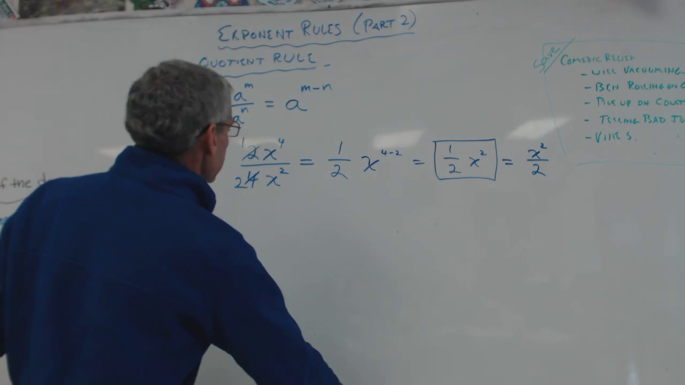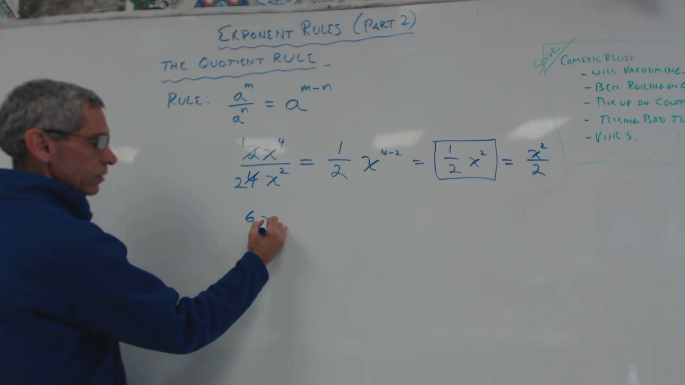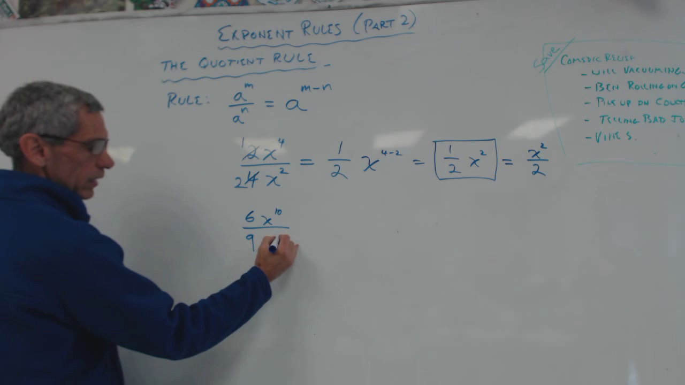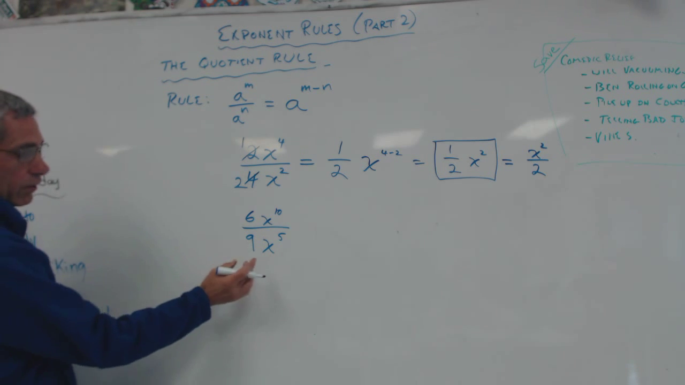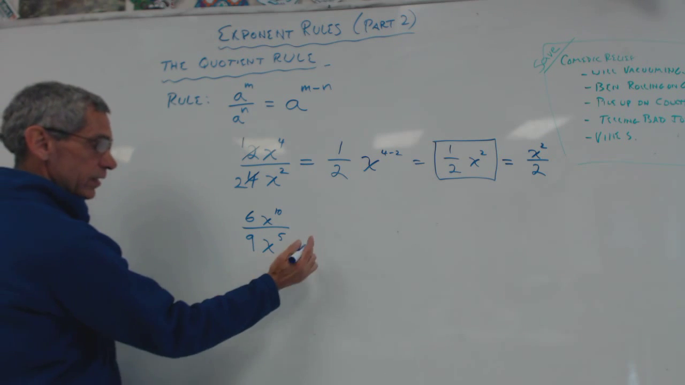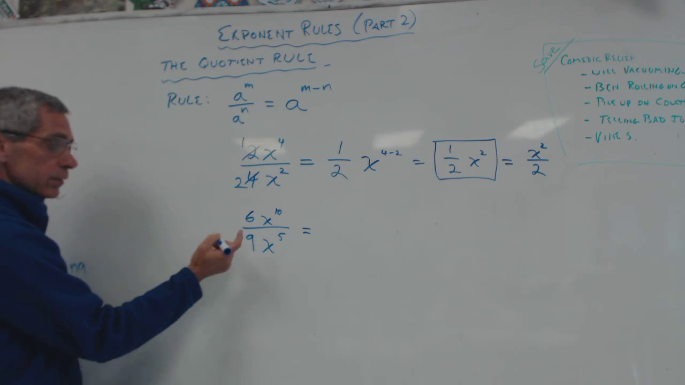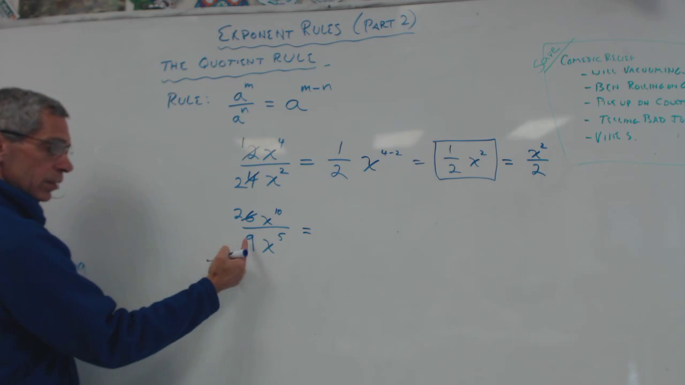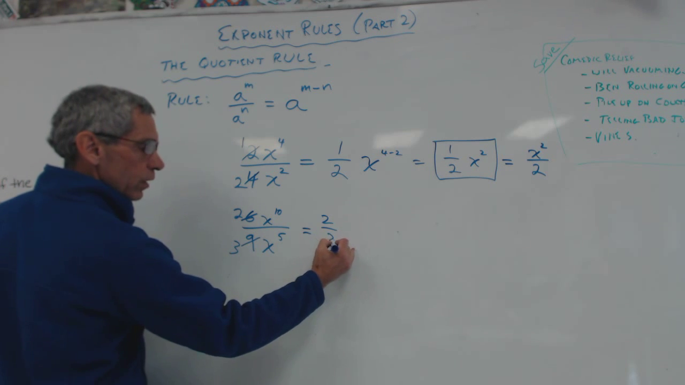All right, so let's try another one. Let's try a few. Let's try 6x to the 10th over 9x to the 5th. All right, I'm going to first ignore the x to the 10th over x to the 5th. I'm only going to do 6/9. And what can I divide top and bottom by for 6/9? 3. So 6 divided by 3 is 2. 9 divided by 3 is 3. So immediately I write my 2/3 over here.